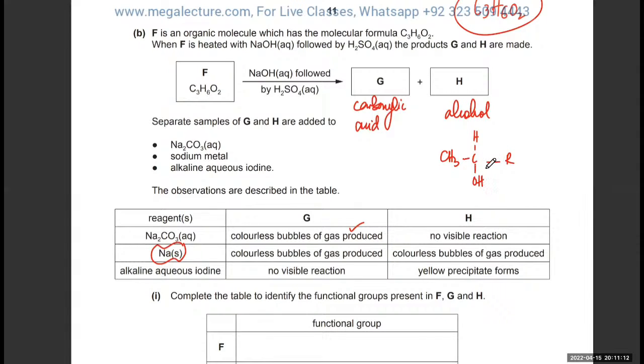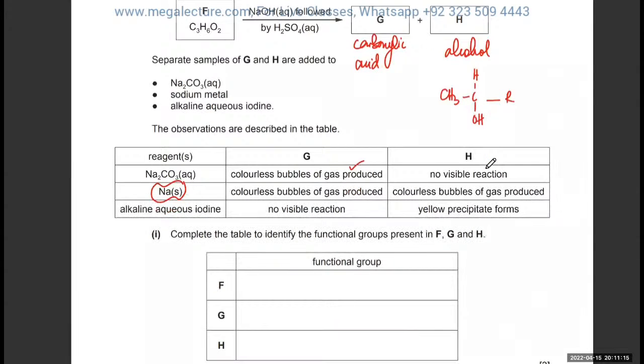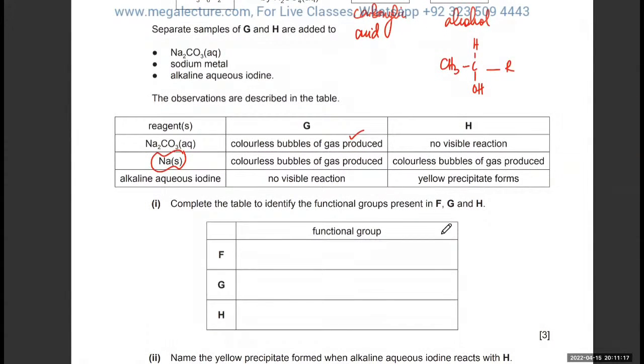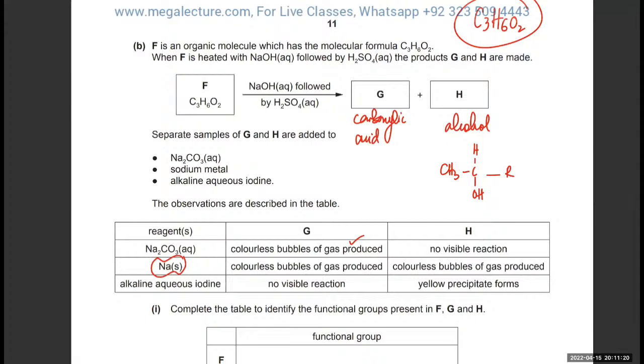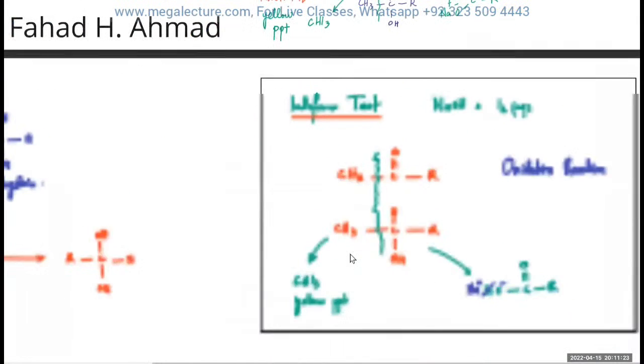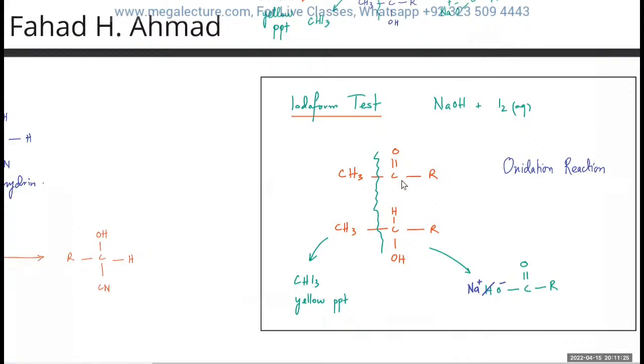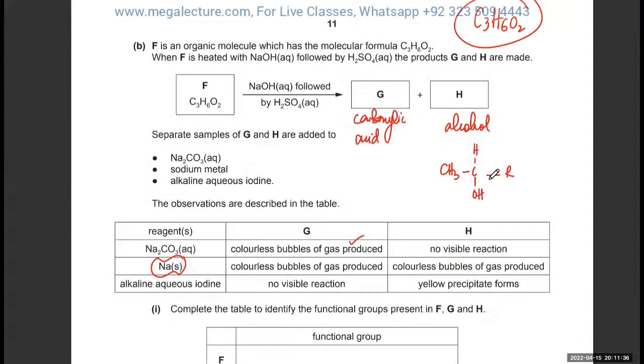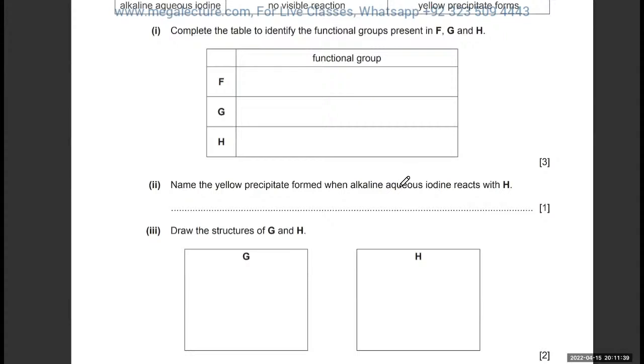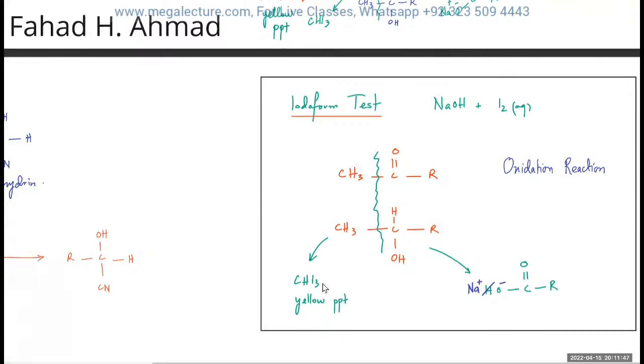So to complete the table to identify the functional group, we did this. Remember, the iodoform test gives a positive result when you have a methyl with a carbonyl bond or a methyl with CHOH. I chose this one because I already knew it's an alcohol. Now we have to name the yellow precipitate formed, that's CHI3. When you do an iodoform test, the CH3 breaks off and forms a yellow precipitate of CHI3.